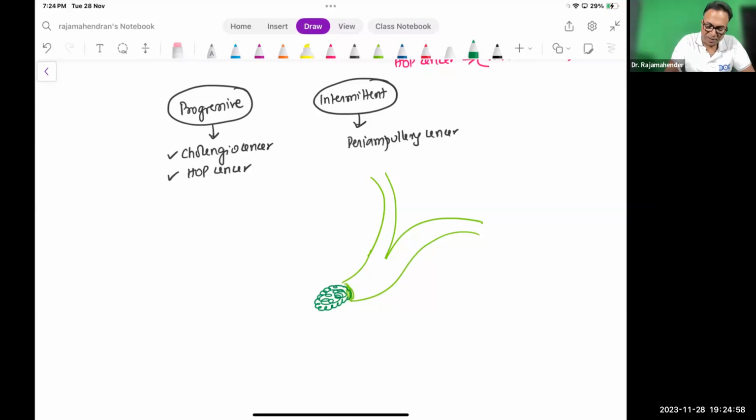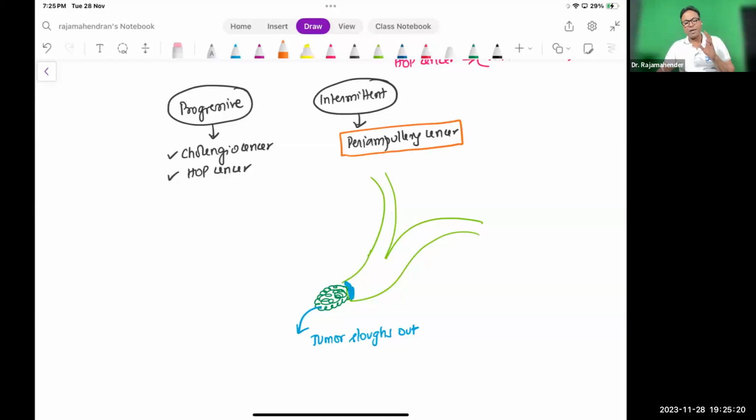But after some time, what happens? This tumor will get sloughed out and falls down. As the tumor sloughs out, you will get immediate relief of jaundice. Again, the tumor will grow and obstruct. Like that, it will be intermittent painless jaundice. So don't forget the MCQ: painless intermittent jaundice, the answer is periampullary cancer. Painful progressive jaundice is cholangiocancer and head of pancreas cancer.